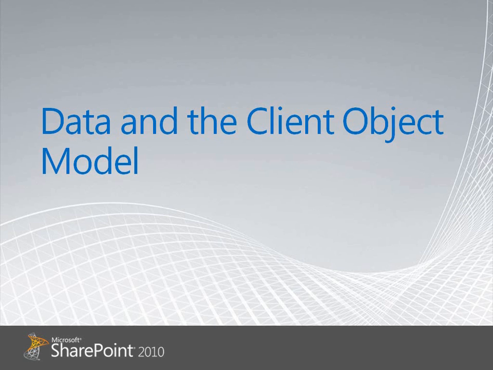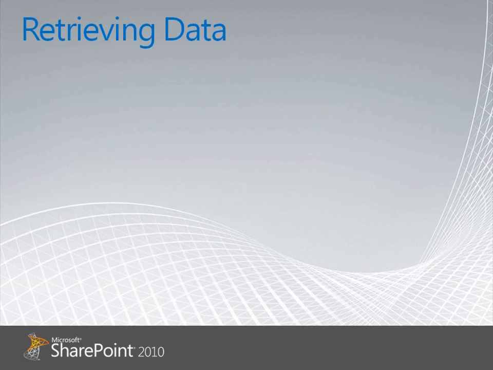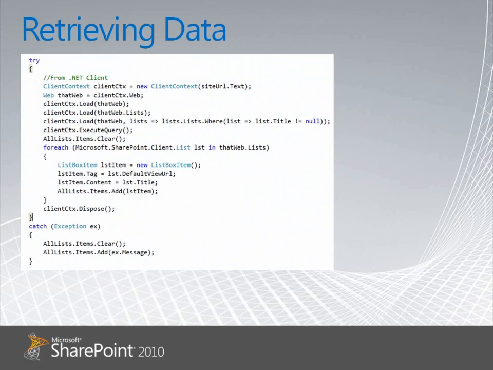Previously in this module we have worked with the client object model and site and web objects, but now it's time to delve into retrieving data with the client object model. So let's step through this first sample. As in the previous demos, we create a client context object, and in its constructor we pass in a string that indicates the site to connect to in SharePoint. In this case we are retrieving that from a text box called site URL, and that's in our application.